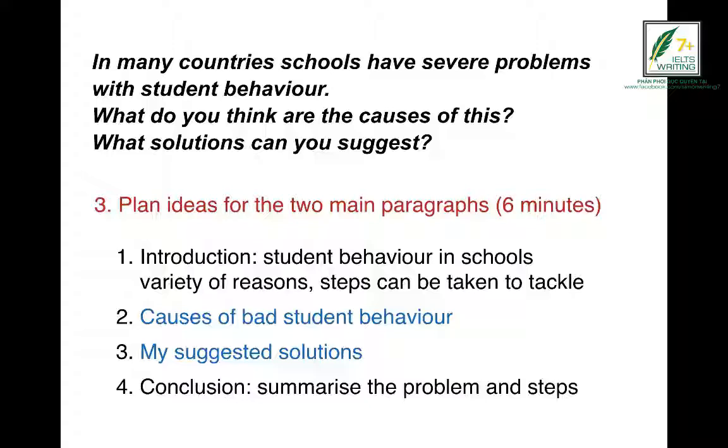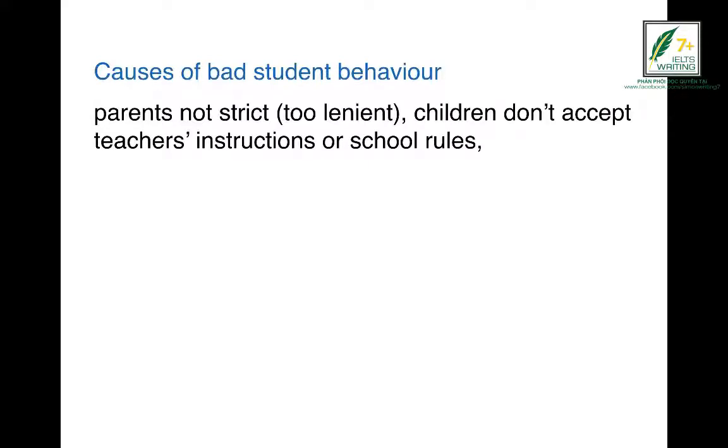We'll start with the causes of bad student behaviour. These are the ideas that my students had when they brainstormed these causes. The first and easy answer was to blame the parents. Parents are not strict enough, and we thought the word lenient might be a nice word, meaning the opposite of strict. But let's say a bit more about parents. What result does the lack of strict discipline have on children? The children don't accept teachers' instructions or school rules at school because they're not used to following strict instructions, maybe.